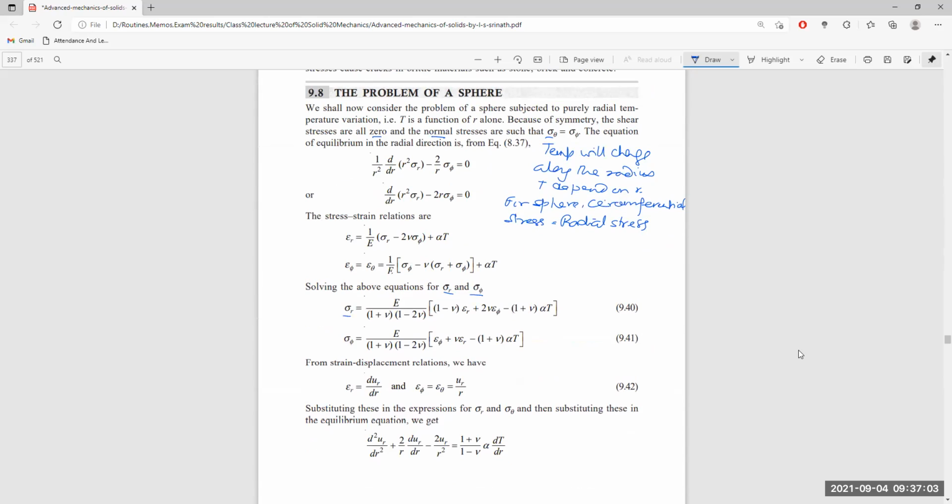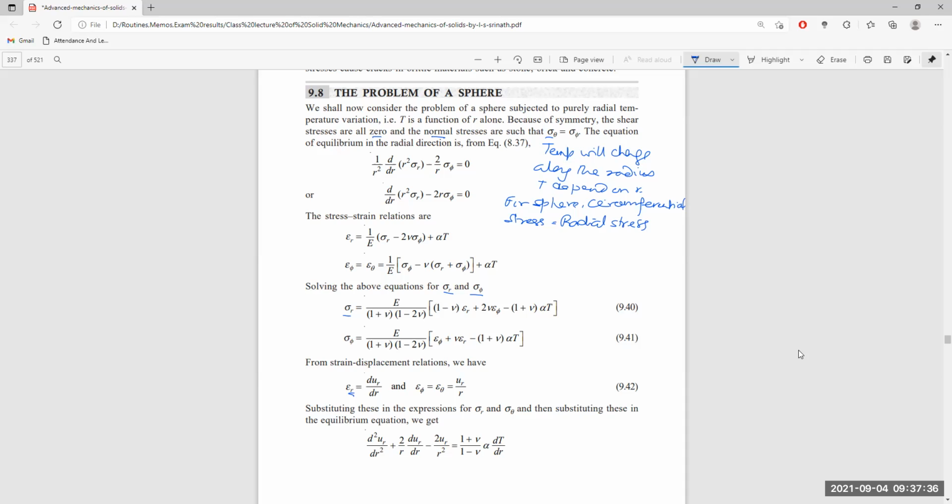From the strain displacement relation, we know the radial strain is the rate of change of displacement UR, and epsilon theta, or epsilon phi, the circumferential strain, is equal to UR by R, where UR is the displacement along the radius and R is the original radius itself.